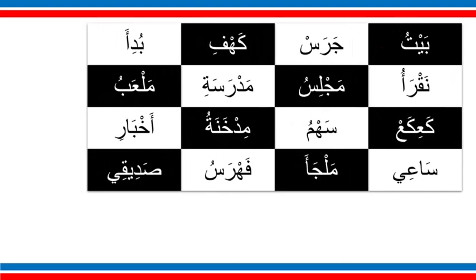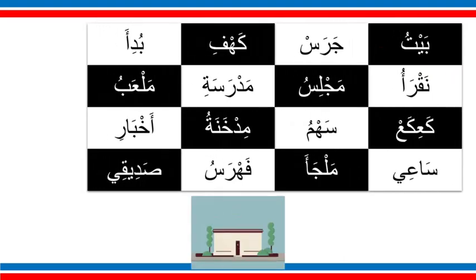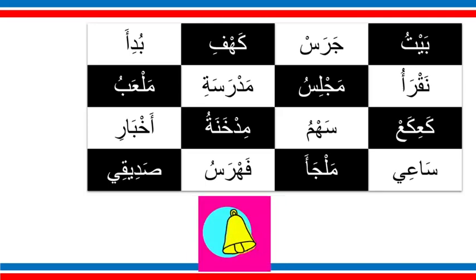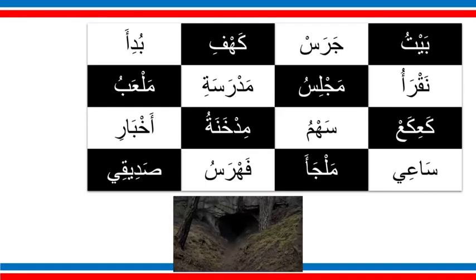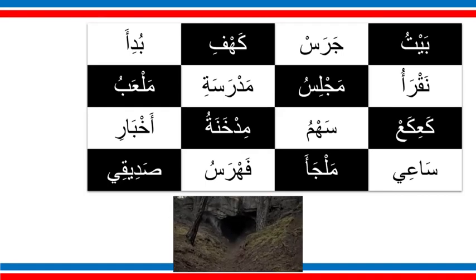So now I want you to notice how I pronounce them. We have baytu, ba in the starting, sukun on ya, bayt. I didn't say bayatu or bayitu, it's sukun, bay, baytu. Then we have jaras, ja, ra, s, jaras. Then we have kahfi, kahfi, ha, without any haraka.